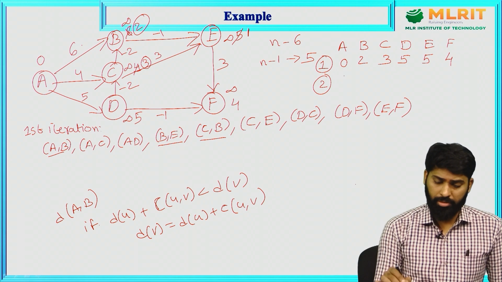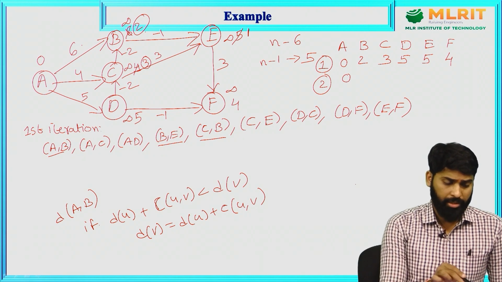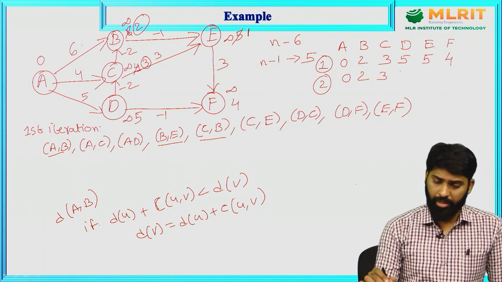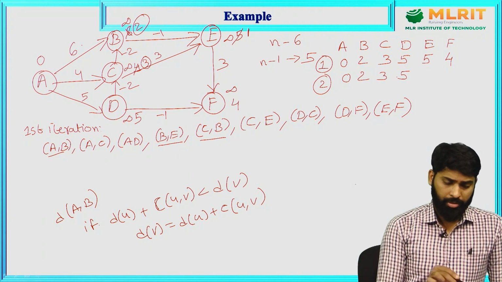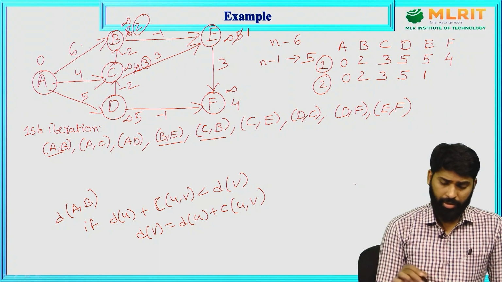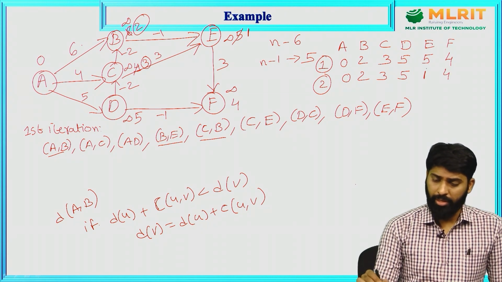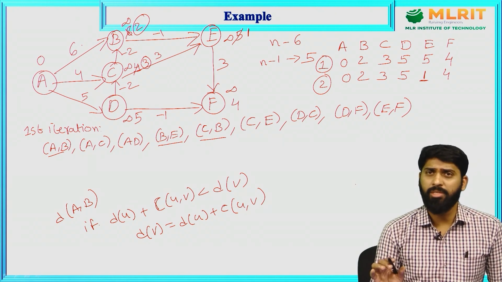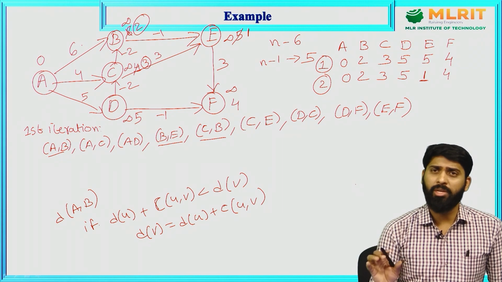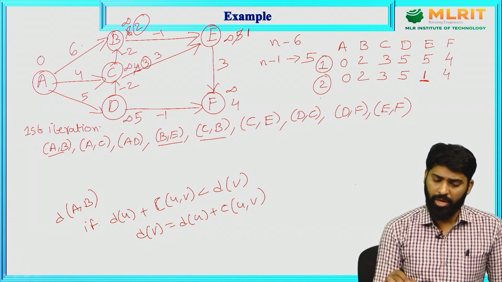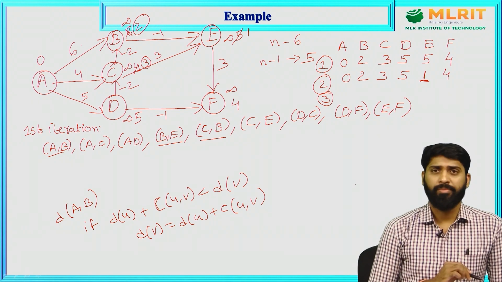So now A is 0, B is 2, C is 3, D is 5, for E it is 1, F it is 4. So E is changed here. If there is no modification in the distances, then we reach the shortest distance from source to all the vertices, but here E is changed. So next, another iteration.